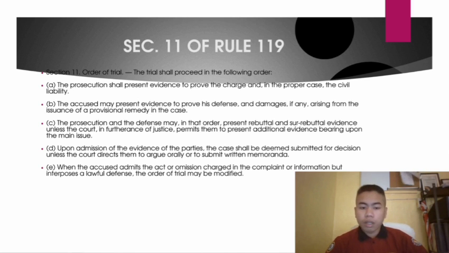Overall, Section 11 of Rule 119 provides a clear and orderly process for the presentation of evidence and arguments in a criminal trial, ensuring that all parties have an opportunity to present their case and that the trial proceeds in a fair and efficient manner. So that's all for Rule 119, specifically Sections 10 and 11, and thank you.